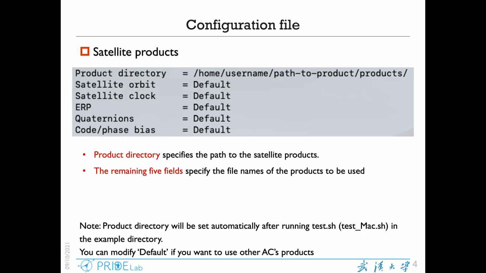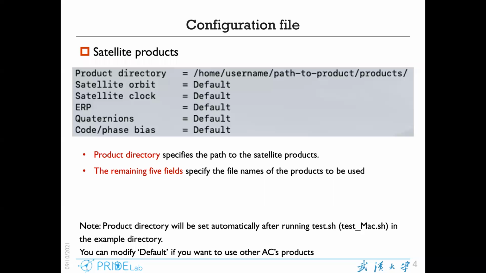You don't always need them in your processing. For example, if you just need some float solution and don't need to do PPP-AR, then you don't need the code or phase biases. Quaternions are not necessary as well, because the satellite attitudes can be modeled within the software using some other source code. So if you have some external satellite attitudes file, then it will read that attitudes instead of the modeling within the software itself.